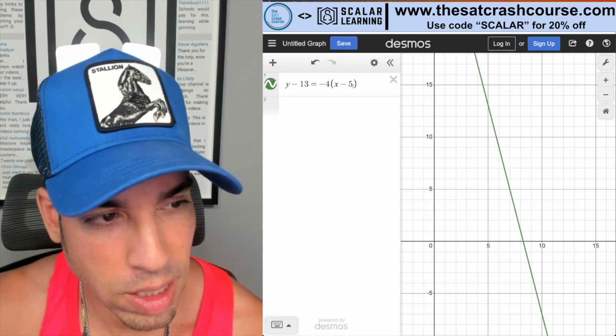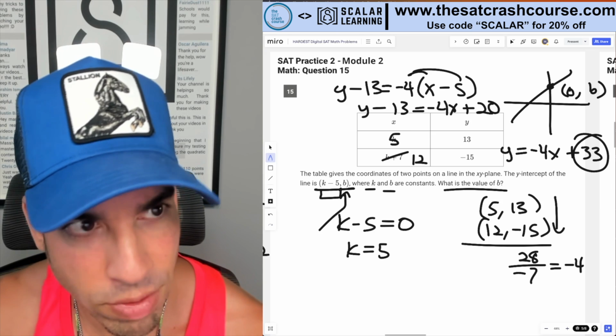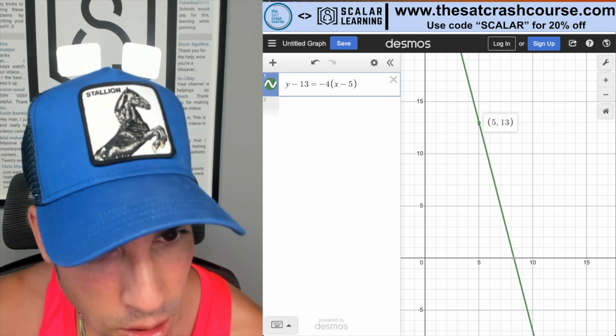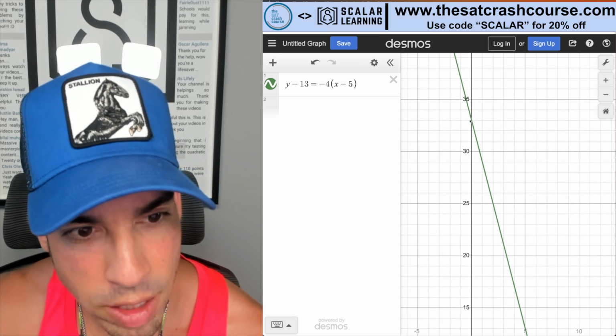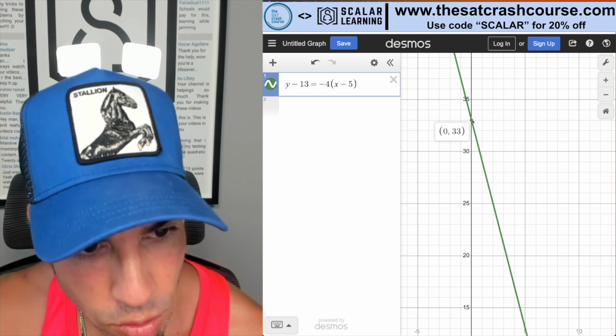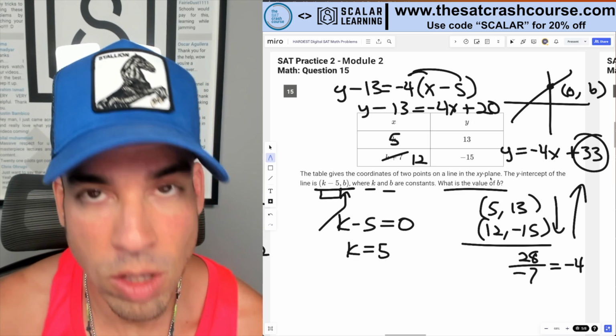So just putting this in point slope as it was, and confirming that we have 5, 13, 12, negative 15. So there's 5, 13 approximately, and here's 12, negative 15. Now we can just look for that y-intercept, which of course is 33, as we already figured out. So there we go, double verification. 33 is the winner. Done.